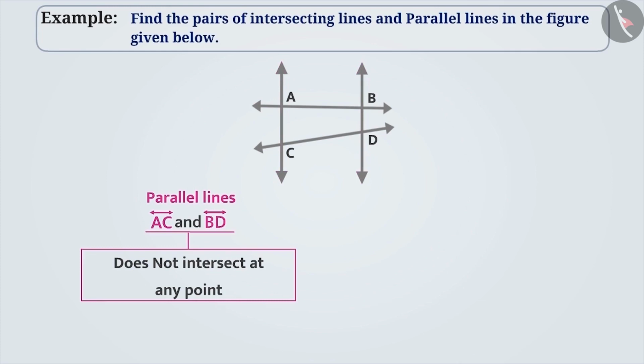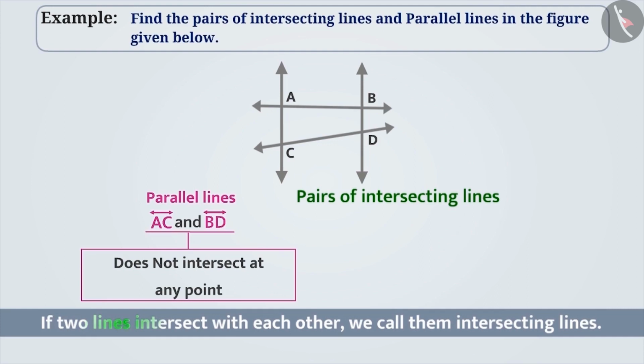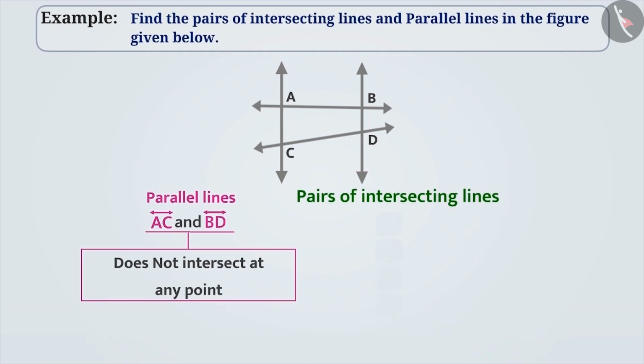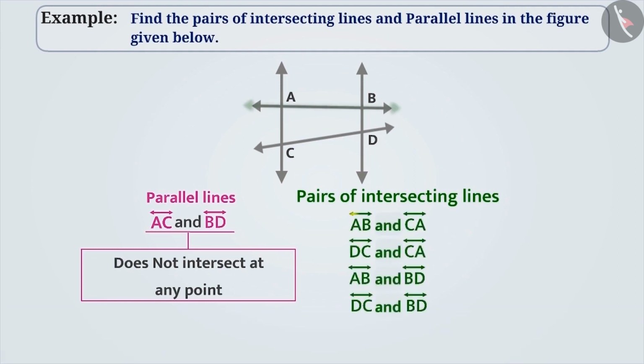Now, let us find the pairs of intersecting lines in the given figure. If two lines intersect, then we call them intersecting lines. The following are the pairs of intersecting lines in the given figure. Line AB and line CA. They are intersecting lines because they intersect at point A. Line DC and line CA. They are intersecting lines because they intersect at point C.